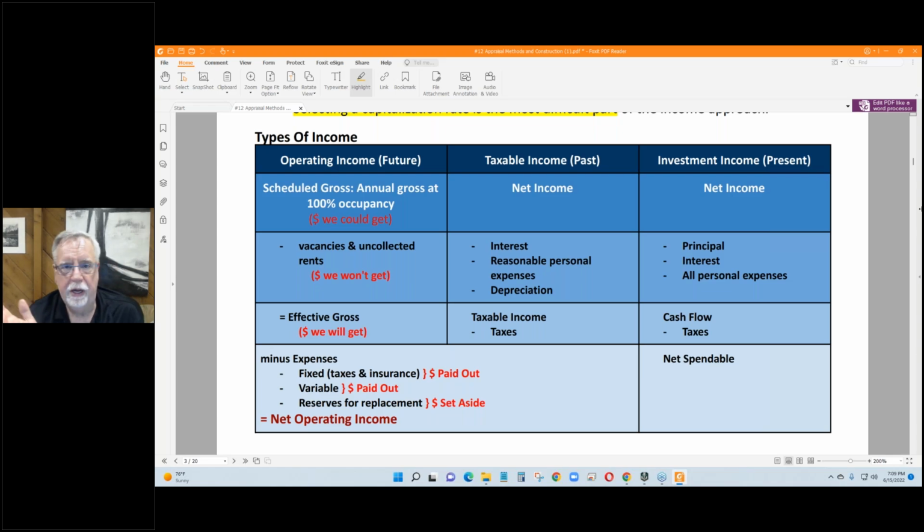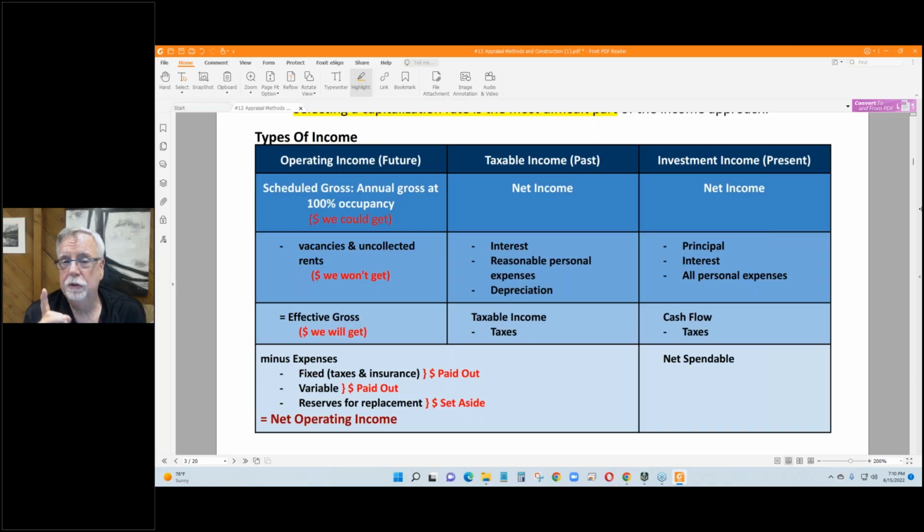What else do we have? We have variable expenses. Variable expenses, well, they vary. Advertising, rubbish removal, maintenance, utilities, things like that. So again, if we went through the books of the apartment building, we would find check stubs where the money was paid for those things. So again, those are dollars that have actually been paid out.